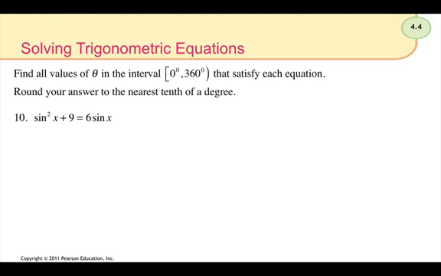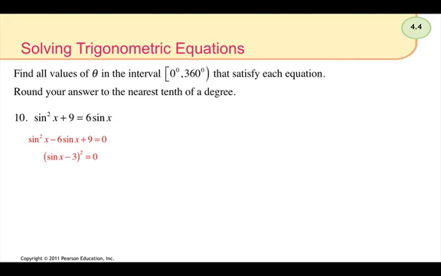So we're looking at what you see there, sine squared x plus 9 equals 6 sine x. First thing that I'm going to do is move the 6 sine x to the left-hand side, and this is what I get. At this point I have a trinomial. I am going to factor this. This is what I get.